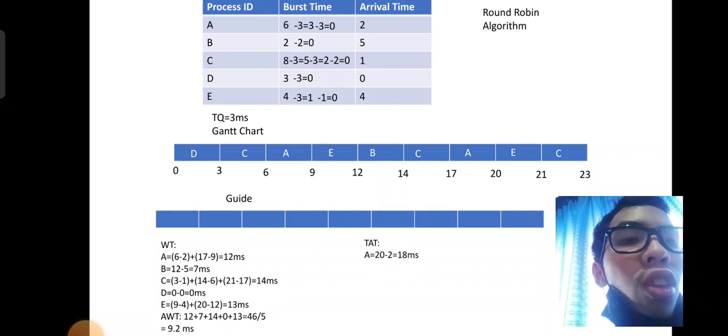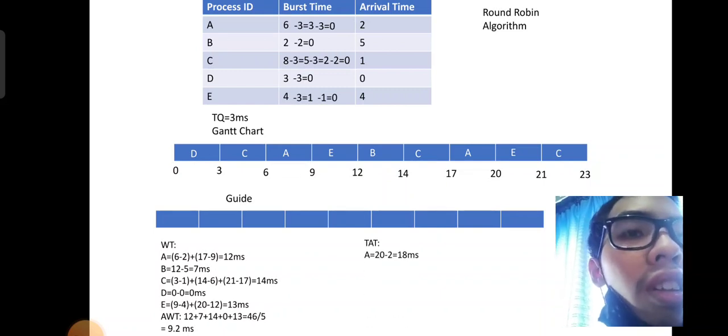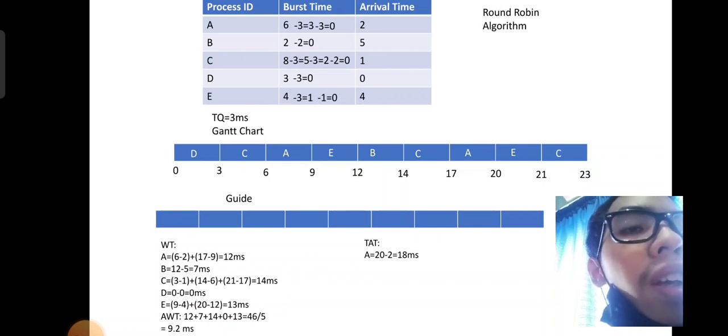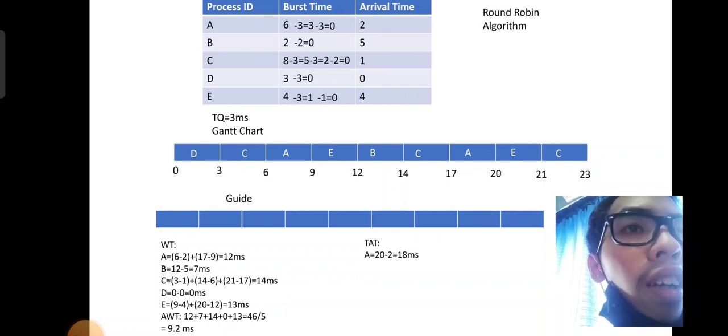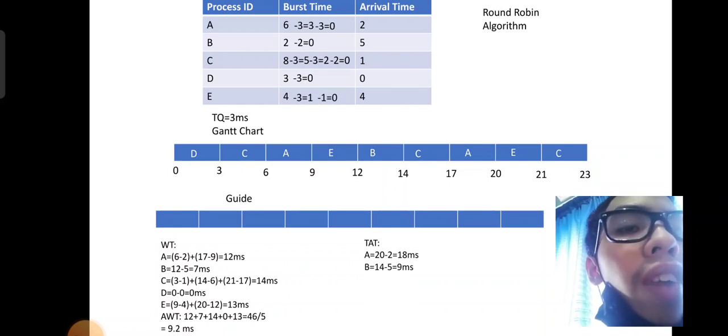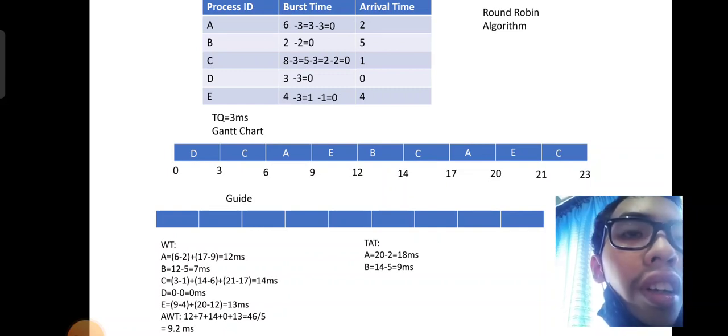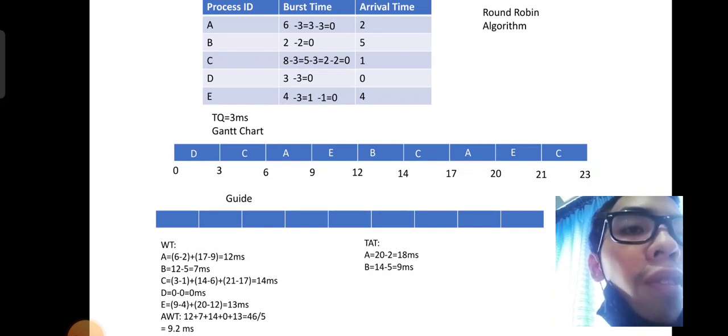Now to get the turnaround time, for the most updated process A who enters the CPU, the time finish of it, we will subtract the arrival time. So 20 minus 2 is equal to 18 ms. Then after that, the most updated process B who enters the CPU, the time finish of it is 14 minus the arrival time which is 5, is equal to 9 ms. That is the turnaround time of process B. Then the turnaround time of process A is 18 ms.